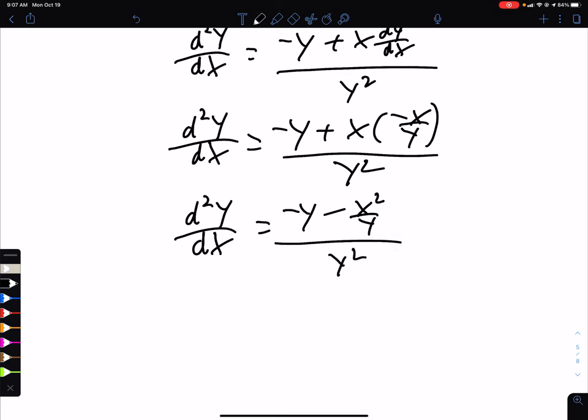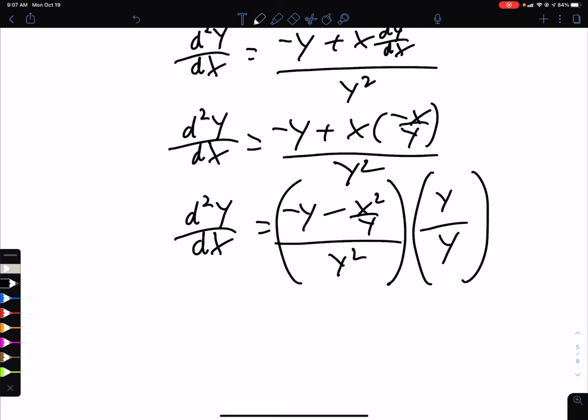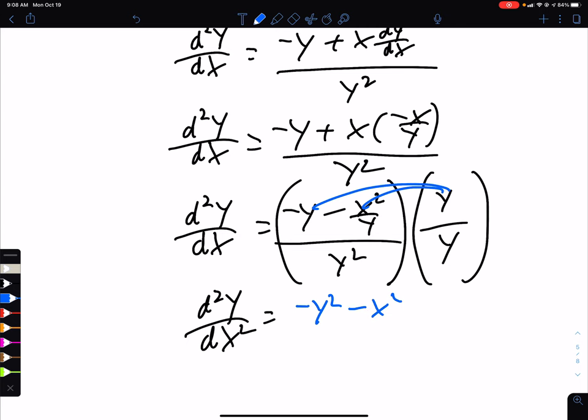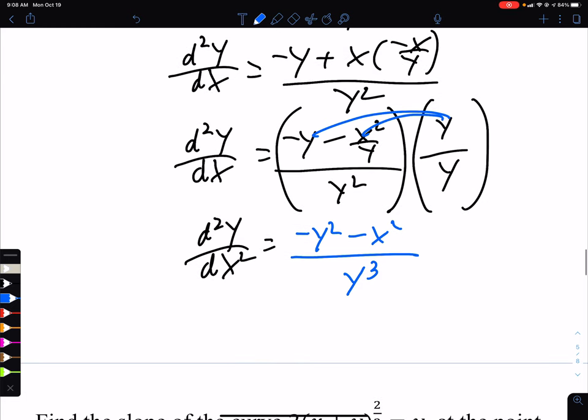Now that is an acceptable answer, but not a pretty answer. And so this would be fine on an FRQ, but if this were a multiple choice, and that answer might not appear as one of your choices, you have to be comfortable fixing this. We don't like fractions in fractions, so we get rid of it by multiplying by 1. Our 1 is our common denominator, which is y. And I now distribute this. So I distribute these, and I get minus y squared minus x squared. And on the bottom, I get y cubed. So that is a fine answer there.